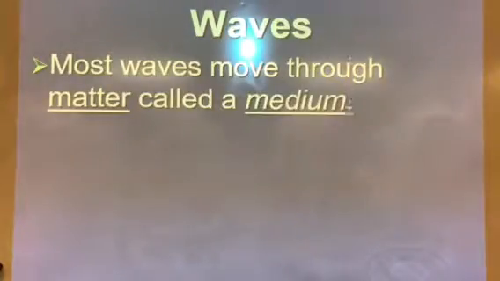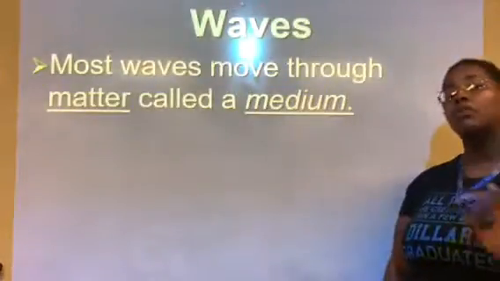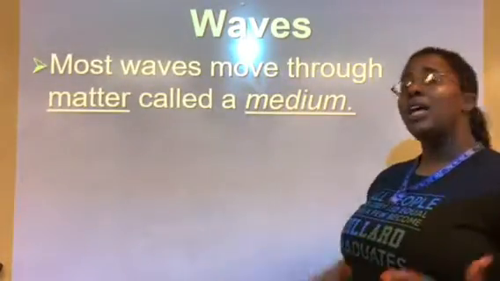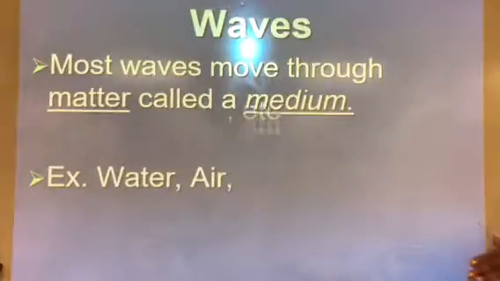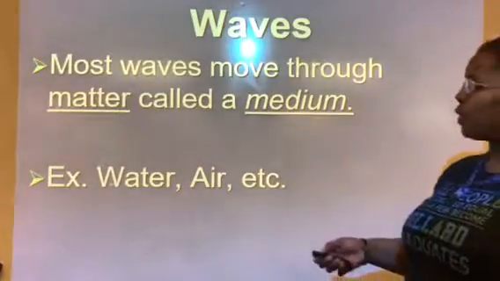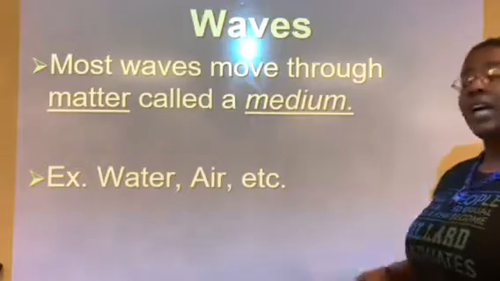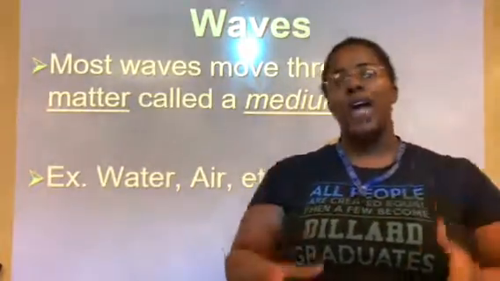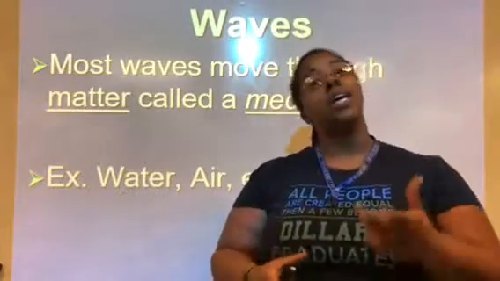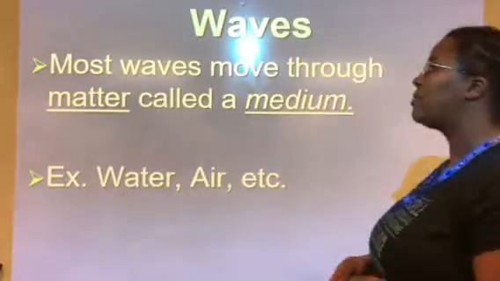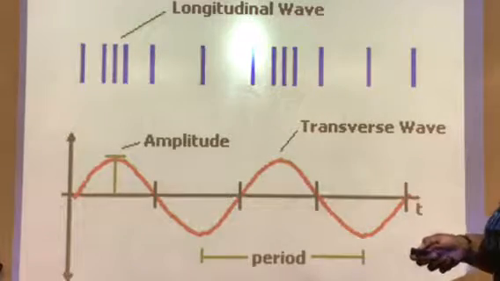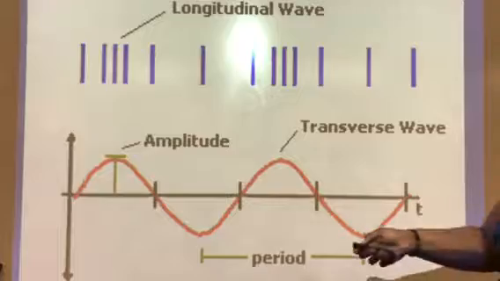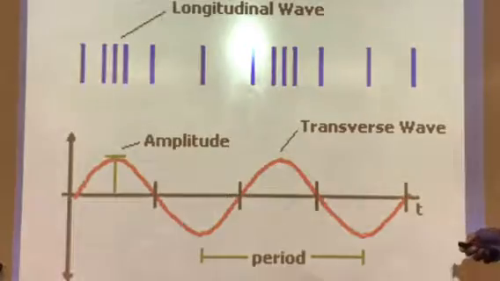We have a lot of waves, and the biggest thing is most waves are going to move through matter, and this matter is called a medium. Examples of a medium can be water, or it can be air. It can be plasma. It can be anything that it's moving through. And if that wave has to have a medium, it's actually going to fall into a different type of category. We have two types of waves: longitudinal waves, and transverse waves.